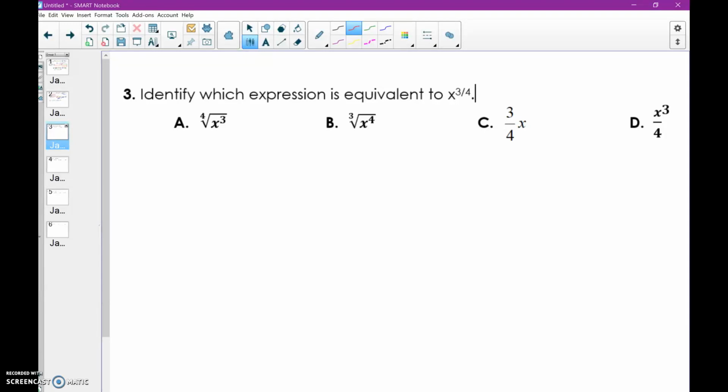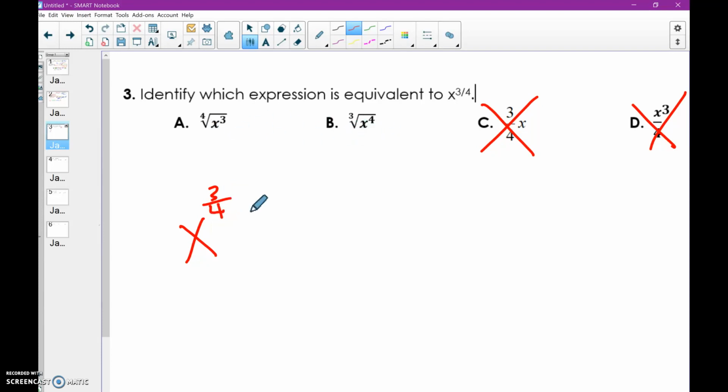All right, this is questions 3 and 4 on the CBA review. For this first one, it says identify which expression is equivalent to x to the 3/4 power. This is where we're changing it into radical form. Remember our phrase, roots grow underground. So remember, this is a root symbol. So I definitely don't want these. They don't even have a root symbol. So I'm down to a 50-50 shot.